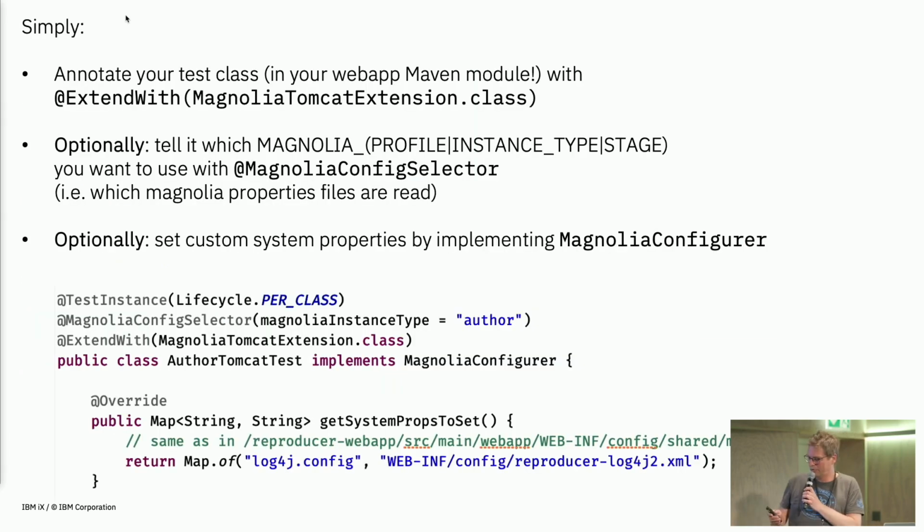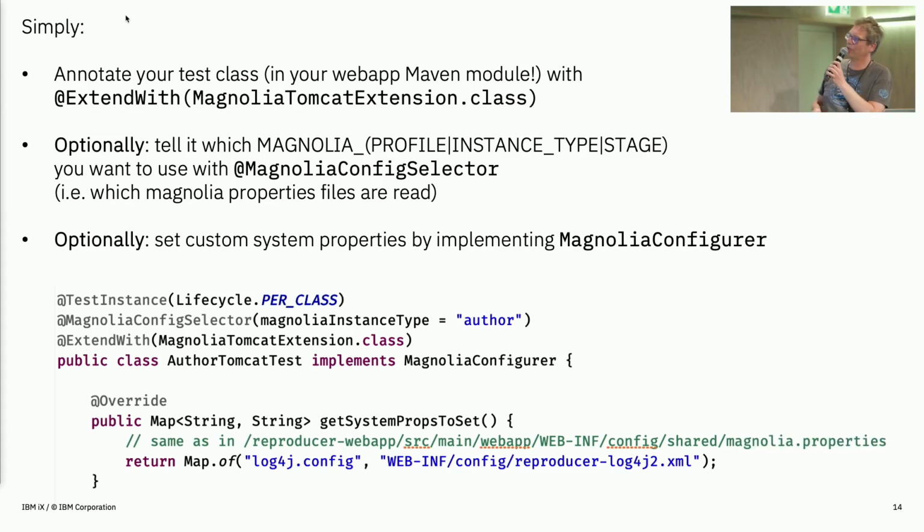All right, so what do you have to do? Simply annotate your test class with this, extend with Magnolia Tomcat extension, and that's all you need. You have to do it within your web app module. That's the only kind of constraint.